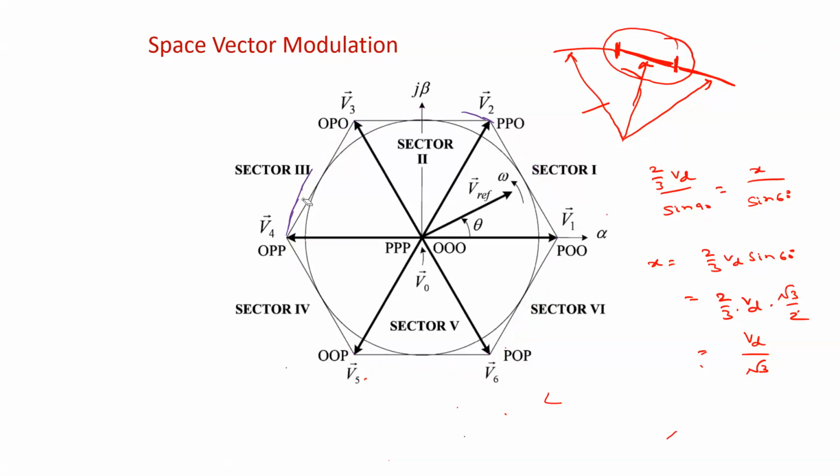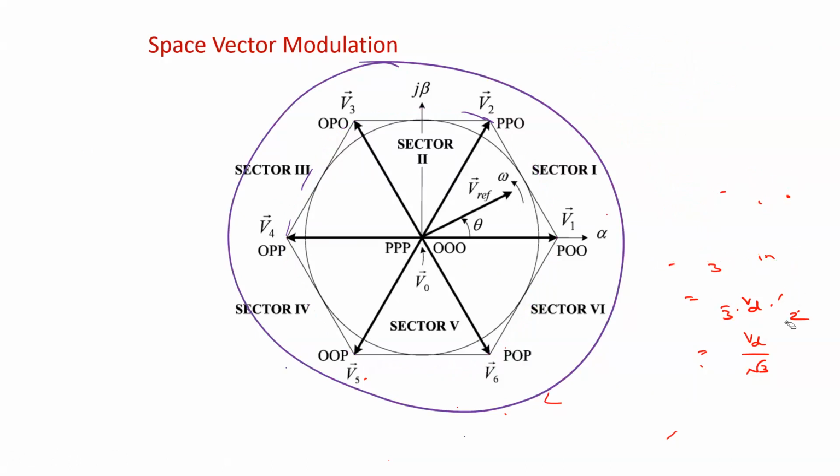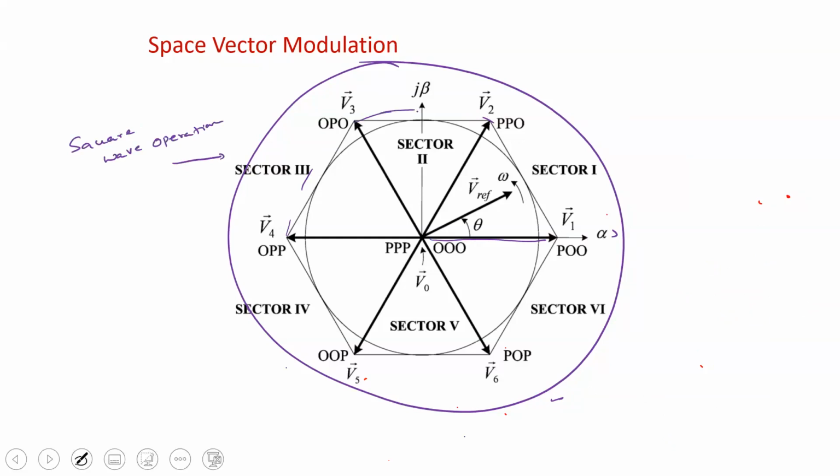If we extend this, for example somewhere here, what kind of operation will it produce? Over modulation. We cannot represent each vector, since this vector stops only here, so we cannot extend it. It is not producing any intersecting points, so this is known as square wave operation. The maximum output voltage that can be obtained is up to here only.